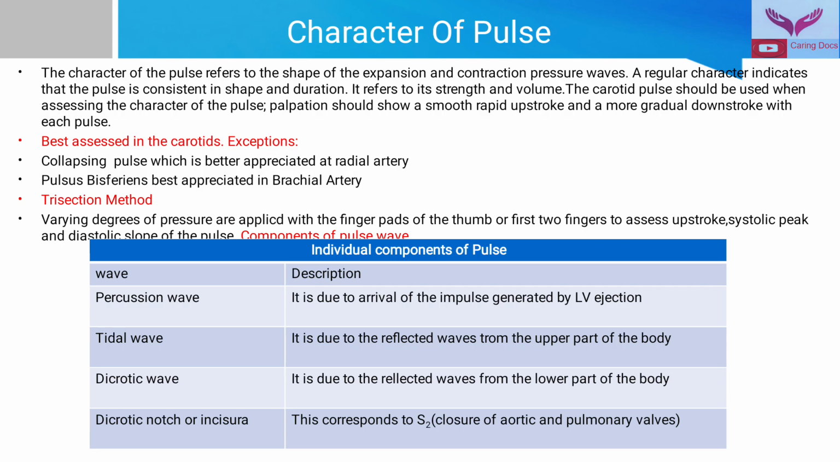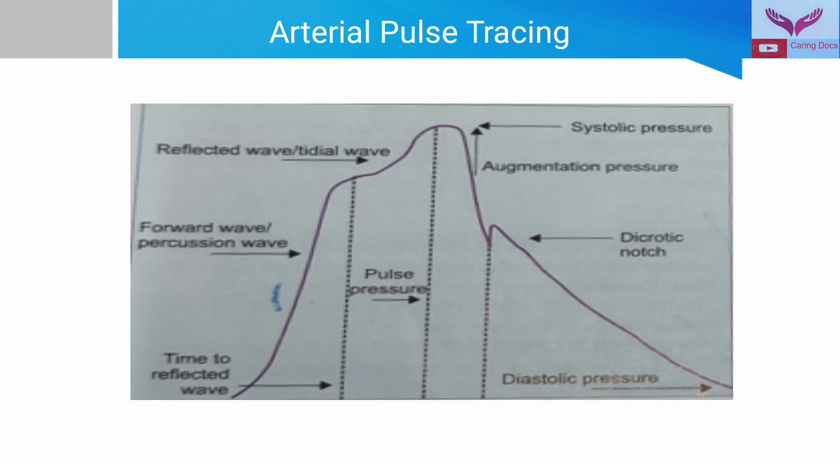The components of the pulse wave are percussion wave, tidal wave, dicrotic wave, and dicrotic notch or incisura. Percussion wave is due to the arrival of the impulse which is generated by the LV ejection. Tidal wave is due to the reflected waves from the upper part of the body, and dicrotic wave is the reflected wave from the lower part of the body. Dicrotic notch or incisura corresponds to the closure of the aortic and pulmonary valve, that is the S2 sound.